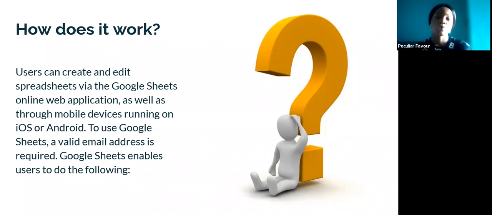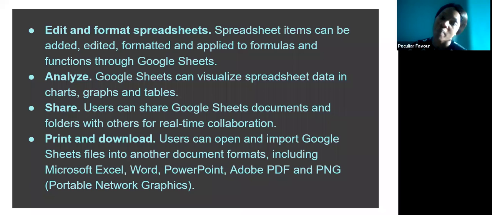So Google Sheets enables users to do the following: to edit and format spreadsheets, which I already talked about before. Spreadsheet items can be added, edited, formatted, and applied to formulas and functions through Google Sheets. So you can easily put your project works. Maybe you state the names of the people. These are people working on this project. This is what this person is responsible for. This is what this person is supposed to do on a particular day. What progress is this project on? You can use this Google Sheet to tell things like that.